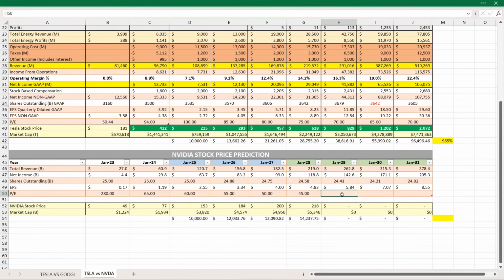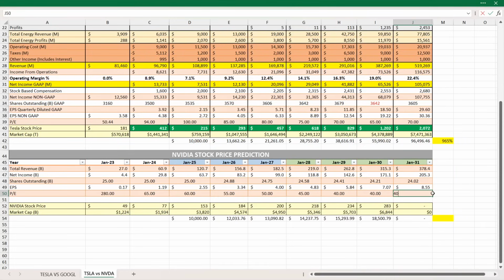The following year, I'm going to give it a 40 PE, which will be a stock price of 234 and a market cap over 5.7 trillion. Your 10K has now turned to almost 15.3K, which is actually not bad. January 2029, I'm going to give it again a 40 PE, which will get a stock price of 283 and a market cap almost 6.9 trillion, which is quite funny. Your 10K has now turned to 18.5K.